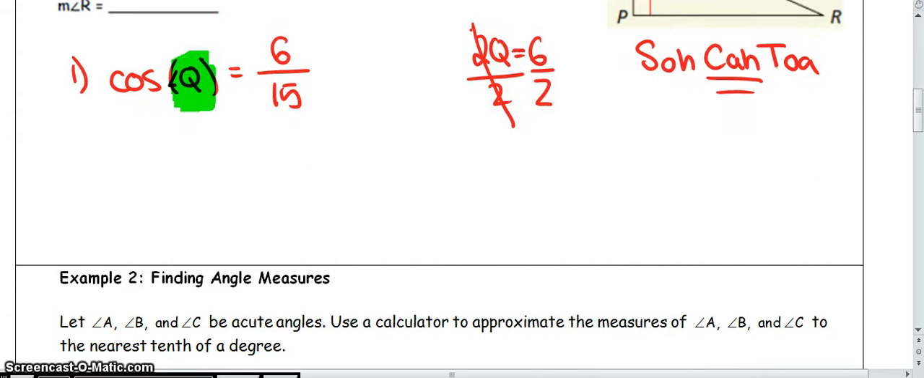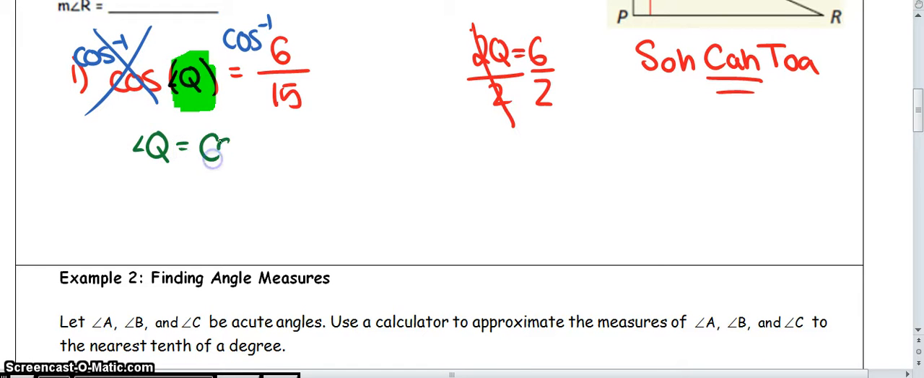So inverse cosine will undo cosine. If I want to get rid of that, I have to take the inverse cosine of both sides. If I take inverse cosine of cosine, they're inverse operations, so they cancel. But whatever you do to one side, you also have to do to the other. While these cancel on this side, you're left with angle Q.